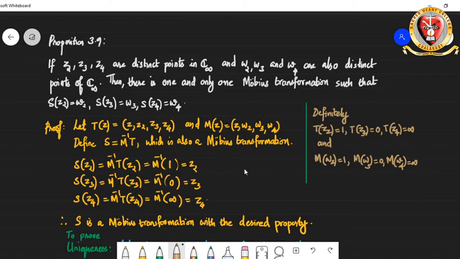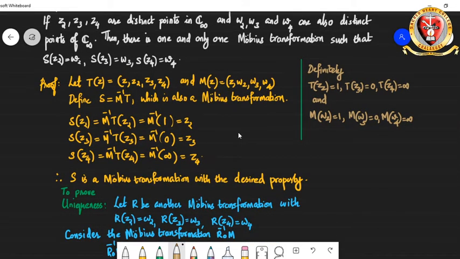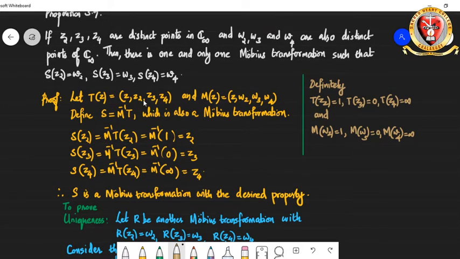So for the proof, it is a very simple proof. First we have to define or call the cross ratio, the quadruple (z, z2, z3, z4), to be the function T of z. We know that every cross ratio is a Mobius transformation which sends the second term to 1, the third term to 0 and the fourth term to infinity. That is nothing but T of z2 is equal to 1, T of z3 is equal to 0, T of z4 is equal to infinity.